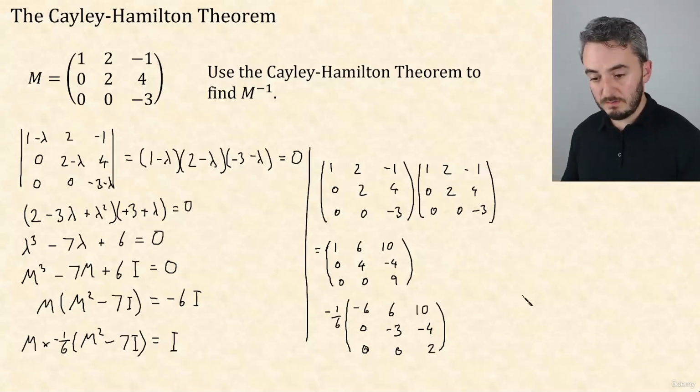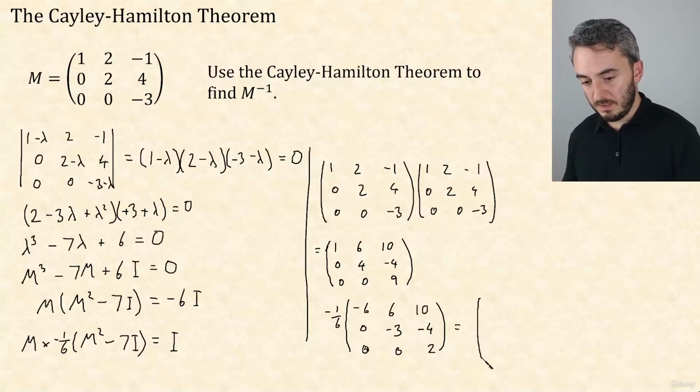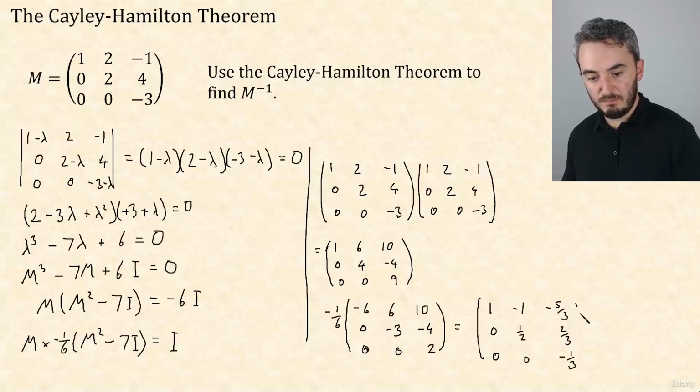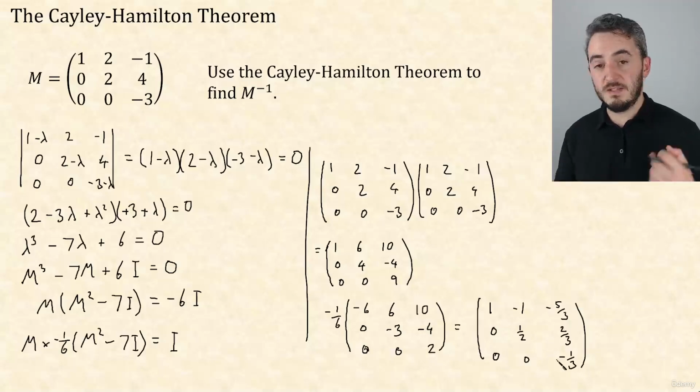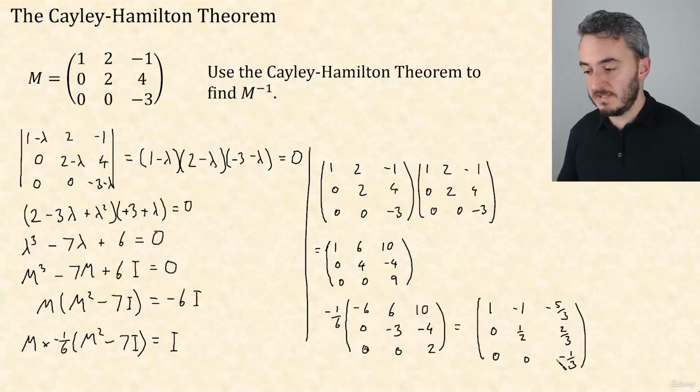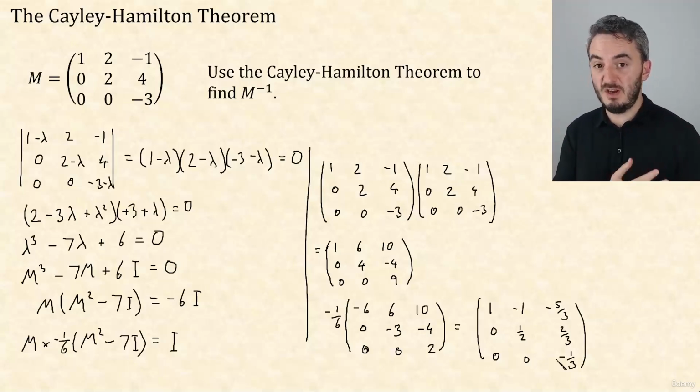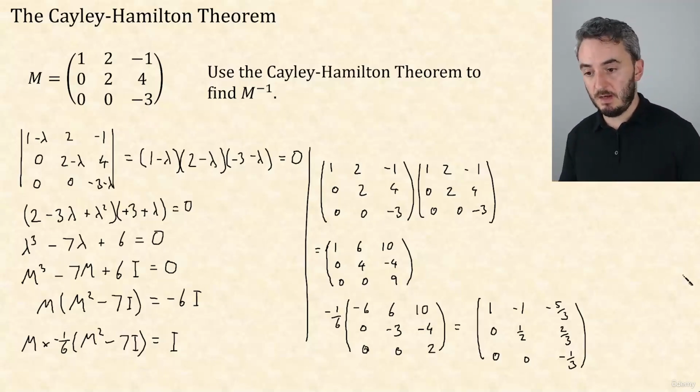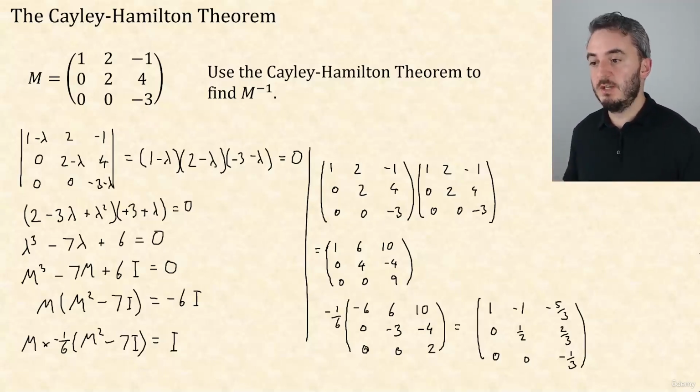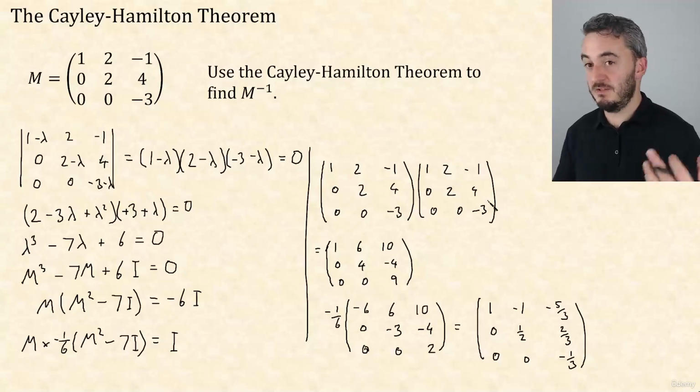And of course, you can neaten this up if you like, so we can bring in that minus 1/6 to get 1 minus 1 minus 5/3, and so on. 0, half, 2/3, and 0, 0, minus a third, but you don't really need to. So there it is. That's this very, very clever way of finding inverses without hacking through the usual algorithm that we use. All we actually had to do, the hardest bit, was squaring the matrix M, which is hard, but it's not as hard as finding an inverse the full way.